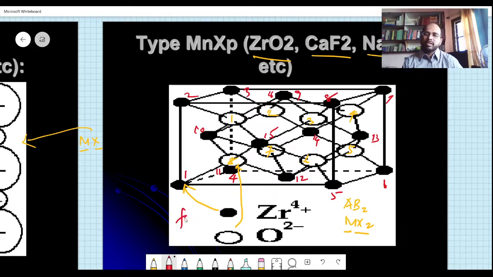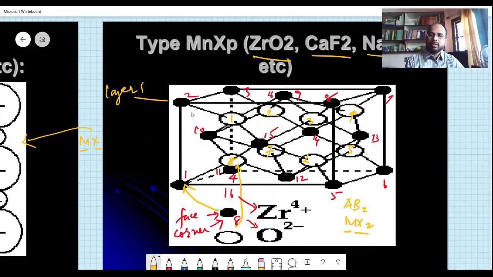So each face is also occupied by zirconium, and each corner is also occupied by zirconium. So they have 8 faces and 8 corners. There are about 16 zirconium ions, and 8 oxygen anions are there. 16 zirconium cations are there, and they are occupied very well. If a face is occupied, this will be considered layer 1. Layer 1 is completely this one. Layer 2 is this one.